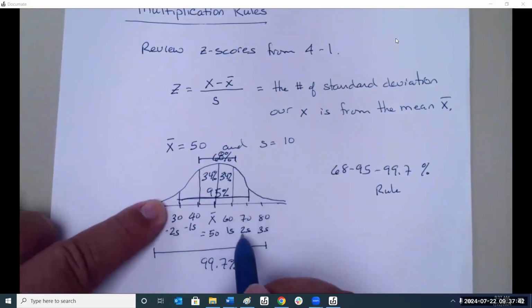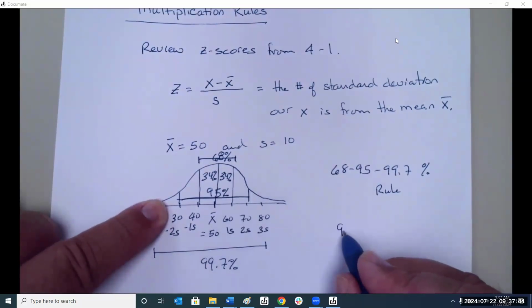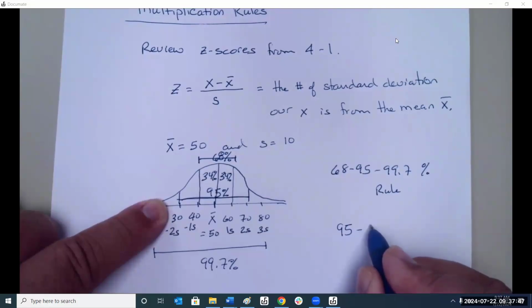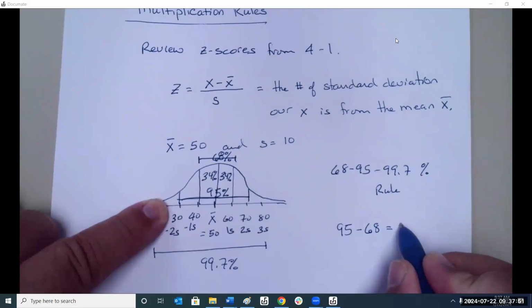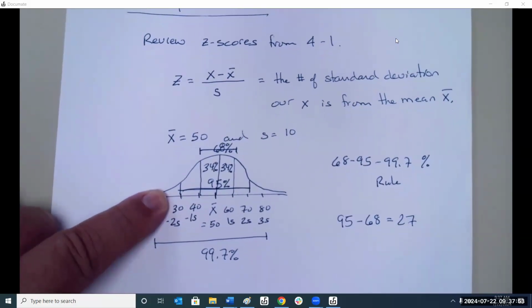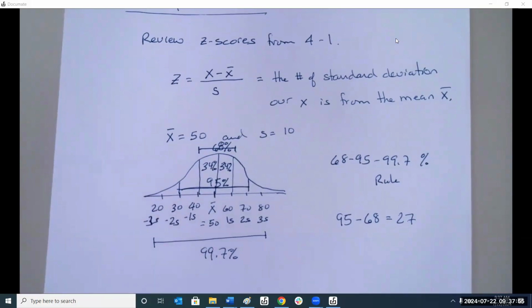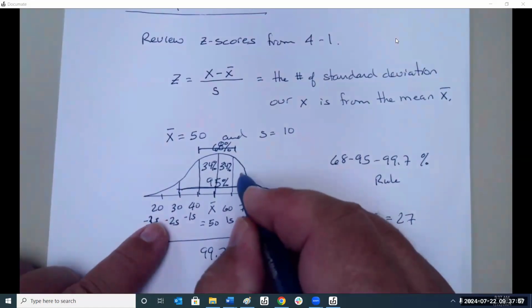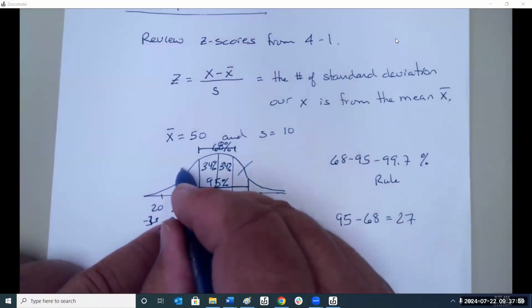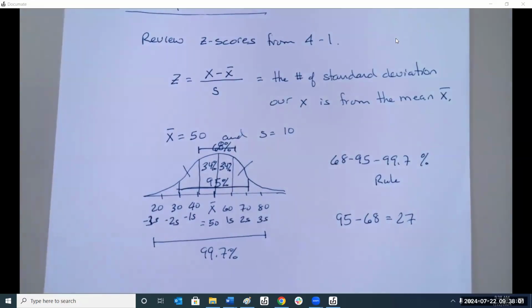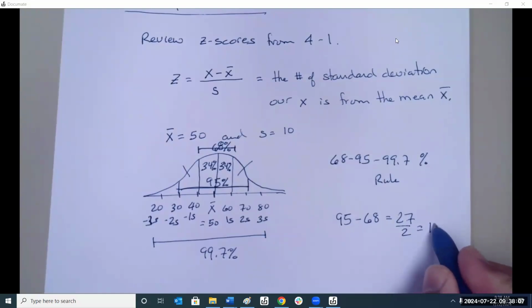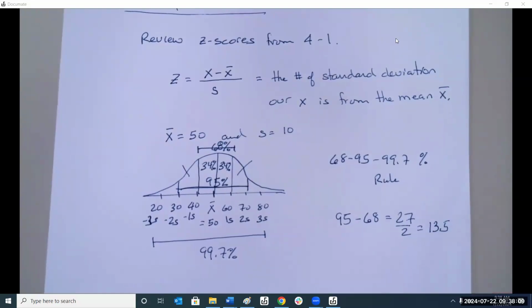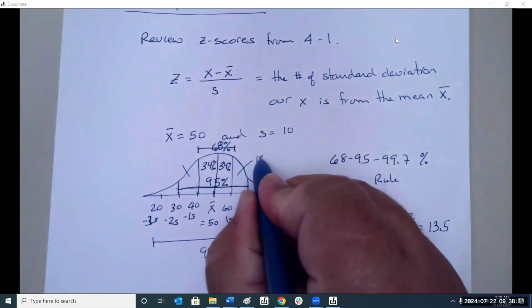Now in the second standard deviation, we know it's 95%. So 95 minus 68 is 27. So inside these small areas that constitute the second standard deviation, the total is 27%. If we divide it by 2, we get 13.5% in each of those sections.